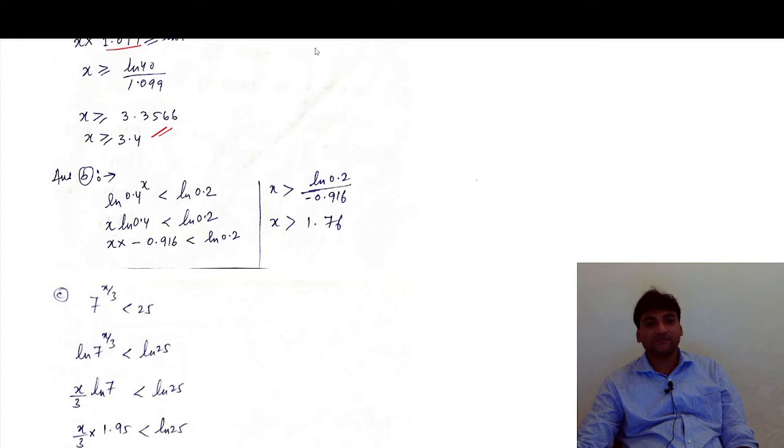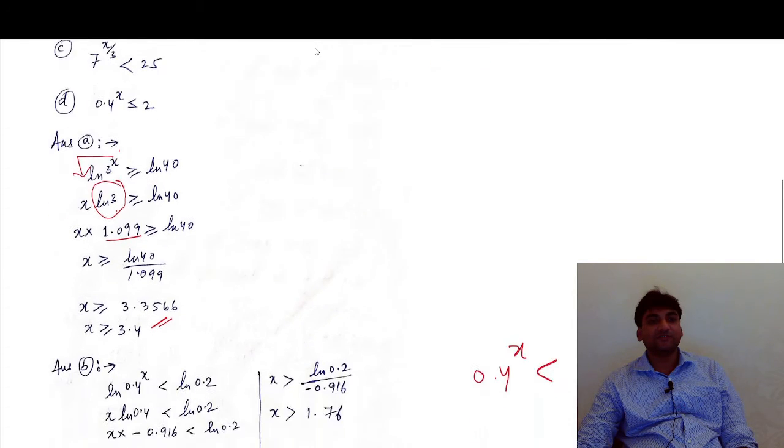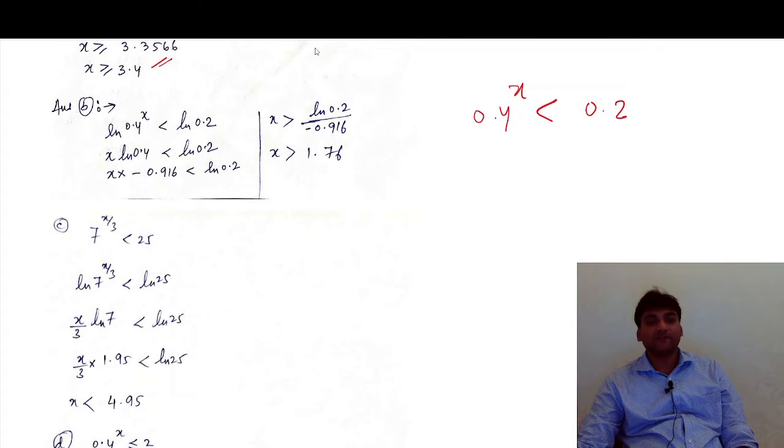The question was this: 0.4 to the power x less than 0.2. We can check this. Okay, here 0.4 to the power x less than 0.2. So this was my question, and we have to apply ln on both sides. So first we will apply ln on both sides, then ln of 0.4 to the power x less than ln 0.2, and then this x will come over here, then that is x ln 0.4 less than ln 0.2.